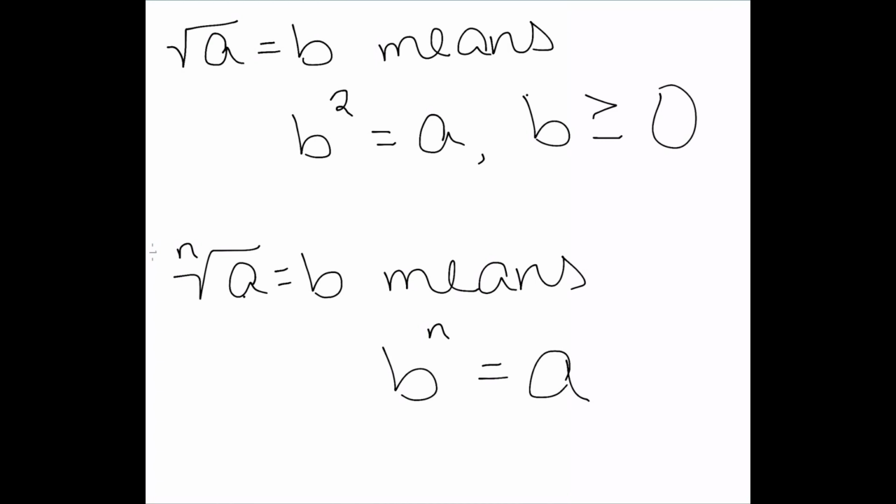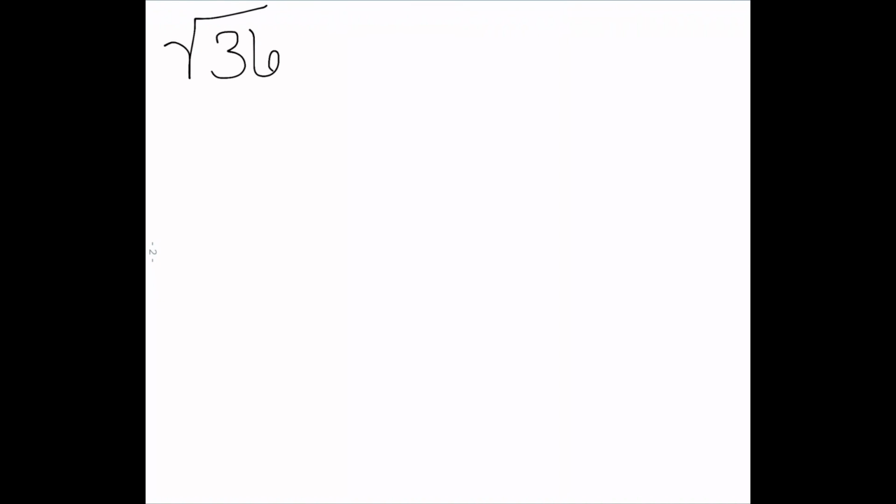When we're dealing with just square roots, we don't put the index of the 2 on the root, but anything higher we will. So let's look at a few examples of this. The square root of 36. Well, the square root of 36 is 6, since 6 squared is equal to 36.